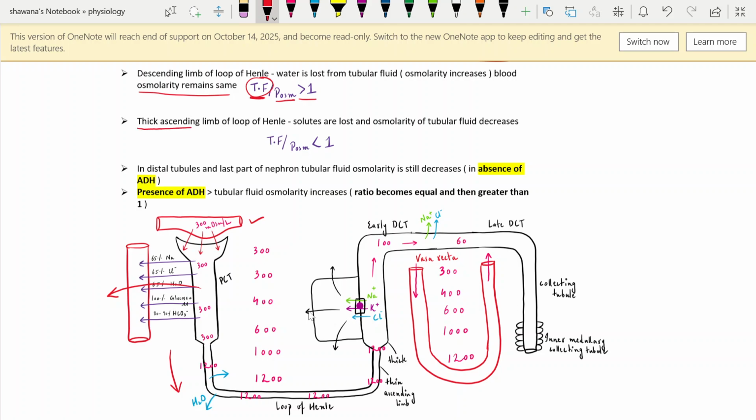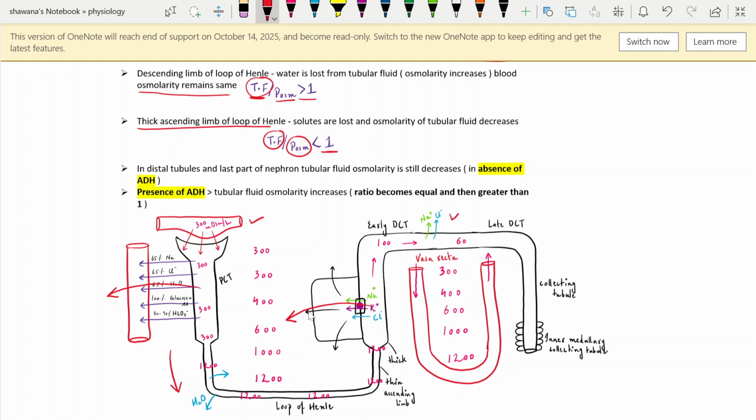Talking about the thick ascending limb of the loop of Henle, the lumen is permeable to solutes, but it is impermeable to water. It means that solutes will be reabsorbed, but water will stay in the lumen. It will cause a decrease in the osmolarity. Tubular fluid osmolarity will decrease and the plasma osmolarity will increase, and the ratio will be less than 1.